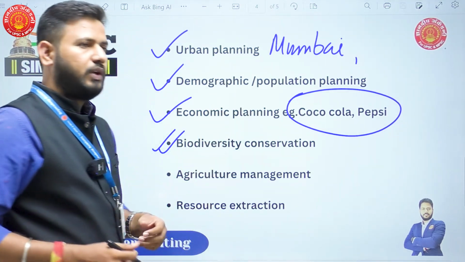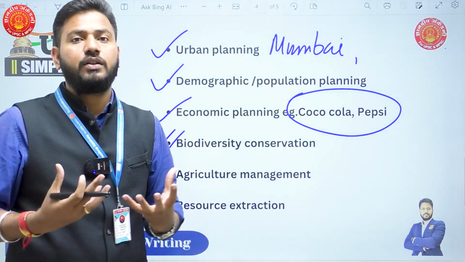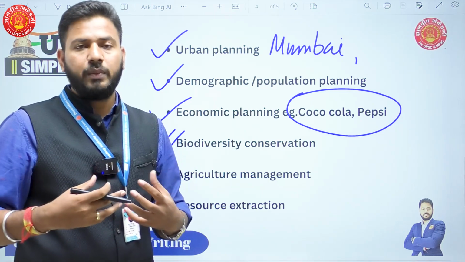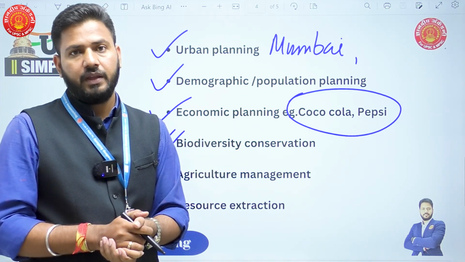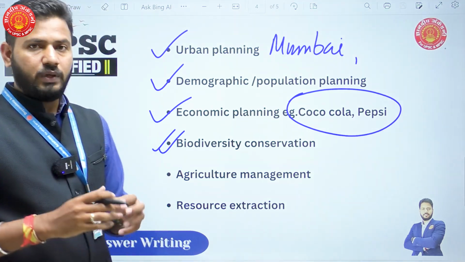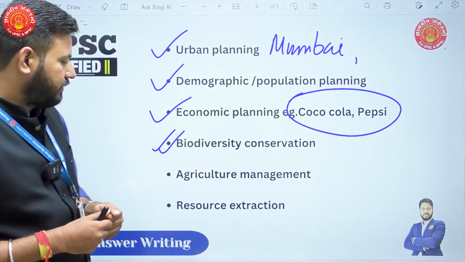Biodiversity conservation also: if you're thinking of conserving a forest, you should first understand the capacity of the forest, how many species, how many living beings, wild varieties that forest can sustain. What are the predators? What is the prey base? You need to understand this when you're conserving biodiversity.